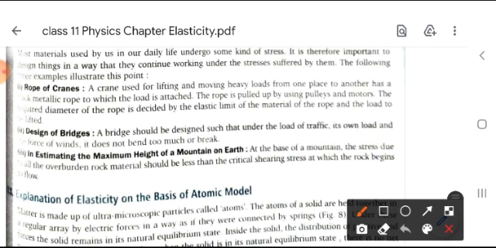It means at the base of a mountain, the stress due to the load of the overburden rock material should be less than the critical shearing stress at which the rock begins to flow.